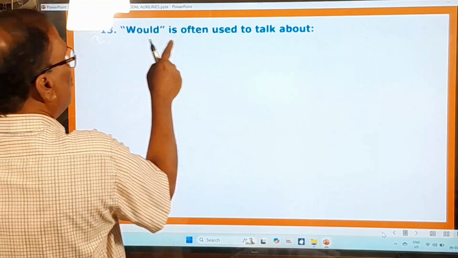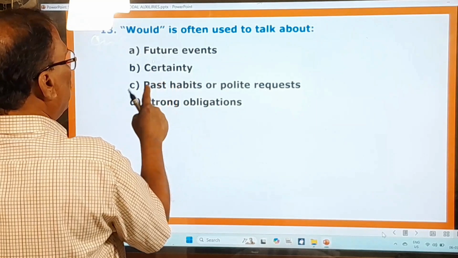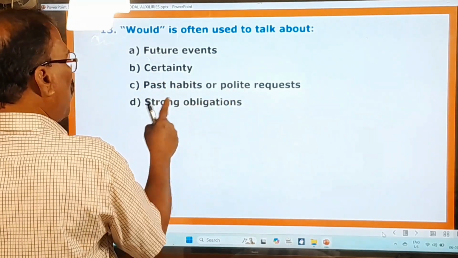13th question. Would is often used to talk about future events, certainty, past habits or polite requests, strong obligations.